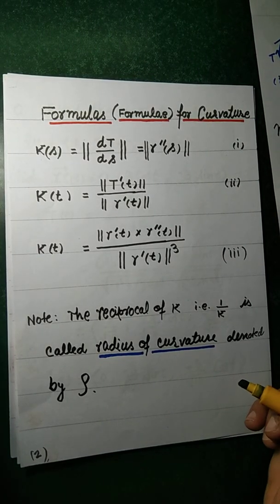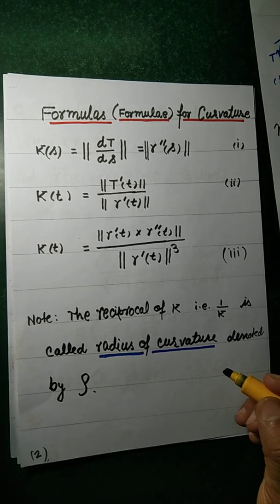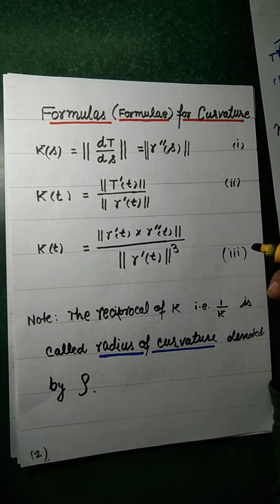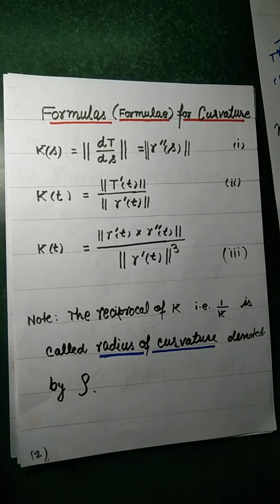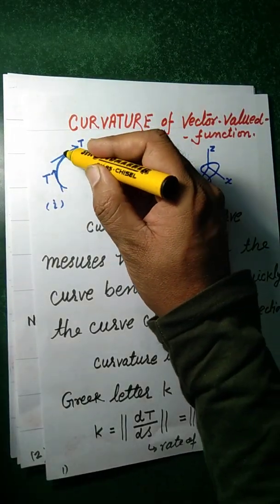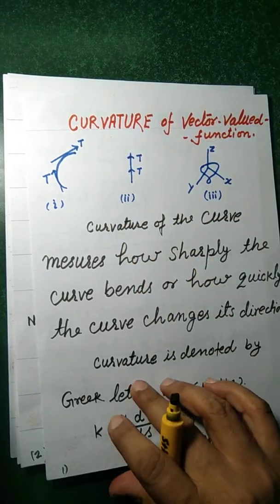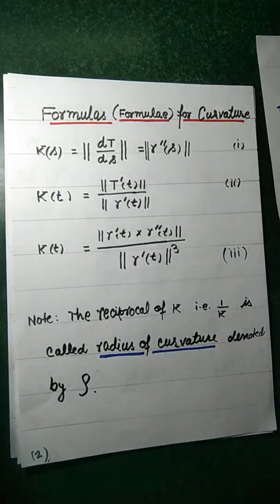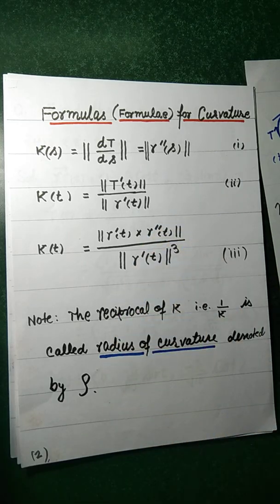Also, if we have a circle, then curvature of a circle is the reciprocal of its radius, kappa equals 1 upon r. And curvature will vary from point to point along the curve. Now we will use these formulas according to our question, and we will solve some problems.